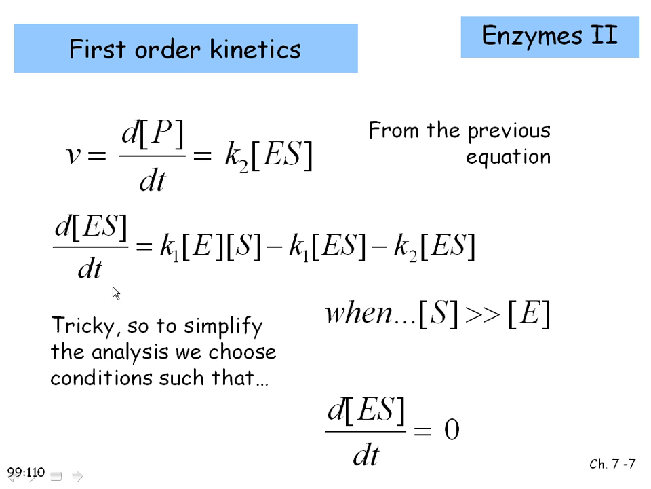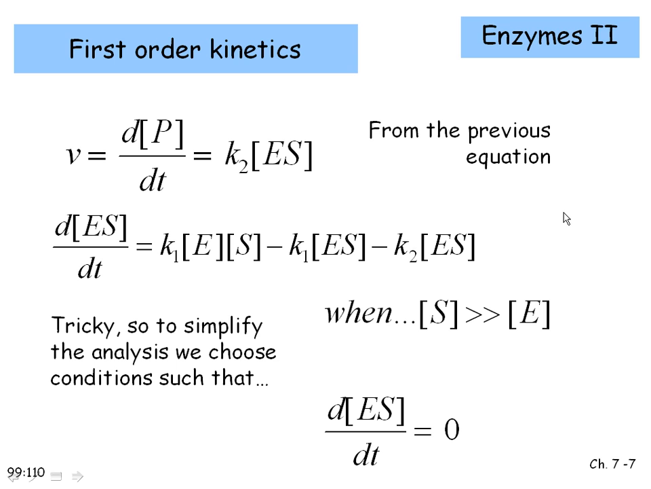Now, at what rate does the ES complex change? Well, it's going to be a long term here. It's going to be the forward reaction of making it from enzyme and substrate and their concentrations. It's going to be the breakdown back into the enzyme and substrate with the backwards reaction. And it's going to be the production of product by K2. And that all is kind of a long term to work with on a regular basis.